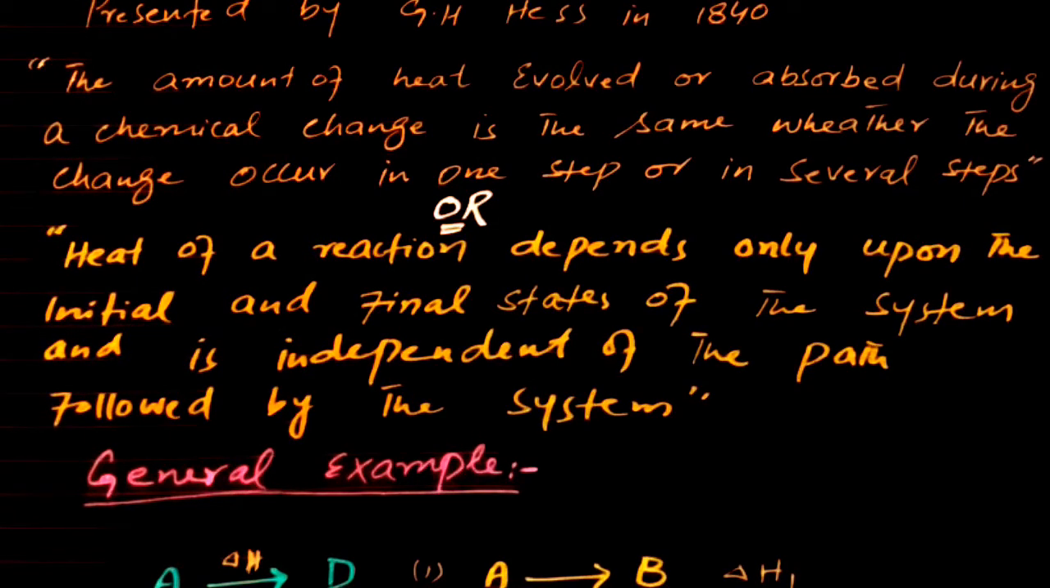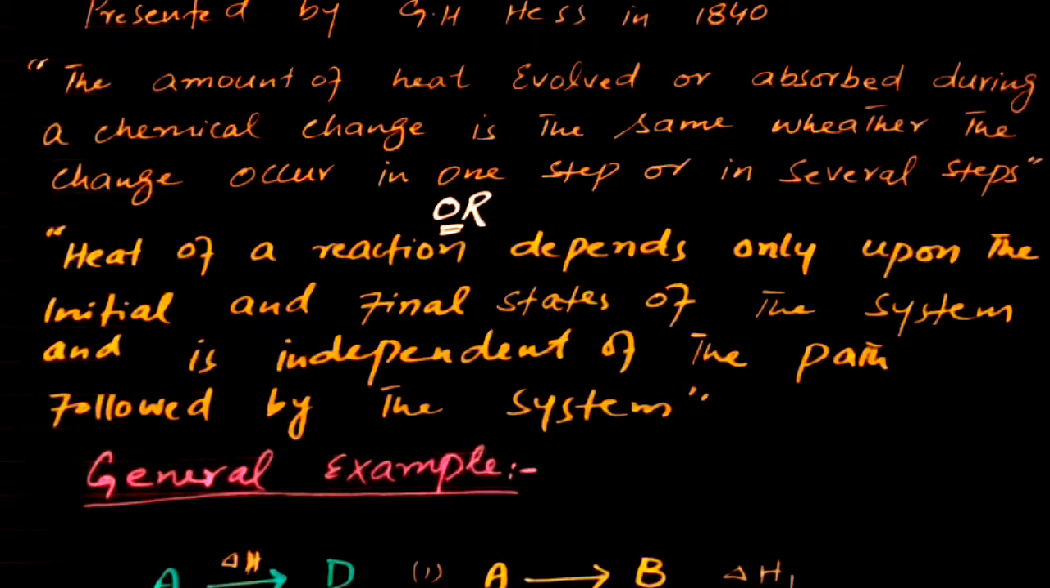Now the amount of heat evolved or the amount of heat absorbed during a chemical change is the same whether the process is occurring in a single step or in multiple steps. Meaning if the reaction is completing in one step, or if the reaction is completing in different steps, with many steps involved, even then the heat of the reaction, or the enthalpy changes in these reactions, formation or breaking, will remain the same.